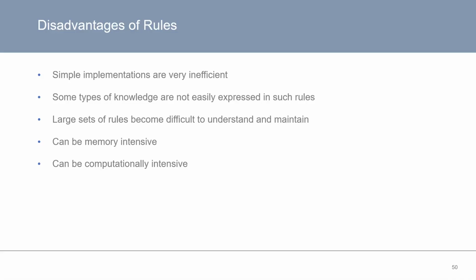Rule-based systems can also be memory-intensive as well as computationally expensive. And at the end of the day, they can still be difficult to debug since we might have to consider the nuances of how rules work together to make inferences rather than just being able to focus on the validity of individual rules one at a time.